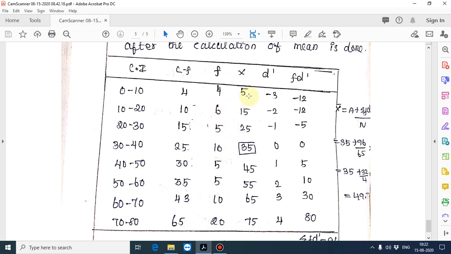Then as usual x, you find 0 plus 10 divided by 2. Then d dash also, you know, x minus a by c. Then fd dash, you add this up, then substitute in the formula, x bar equal to a plus summation fd dash divided by n, and you will get that answer.